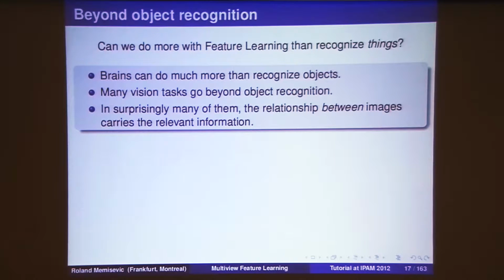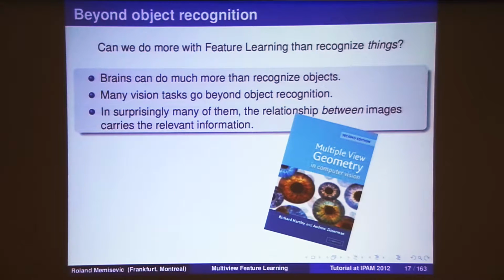Now, brains can do much more than recognize objects, as you very well know. And not only that, many computer vision tasks actually go far beyond object recognition. It's just a tiny aspect of vision that one might want to model. And what's really surprising is when you look across computer vision, in really, really many vision tasks, the content of the image doesn't really matter very much if you go beyond object recognition. What really matters is the relationship between images, because the relationships between images are in very, very many tasks what contains the relevant information to solve the task.